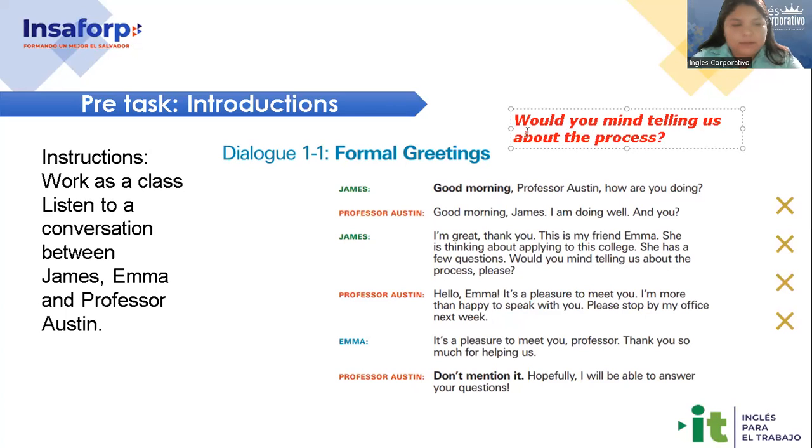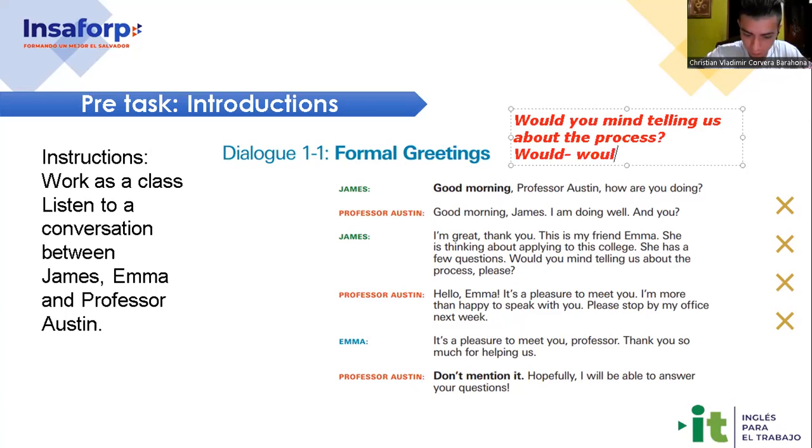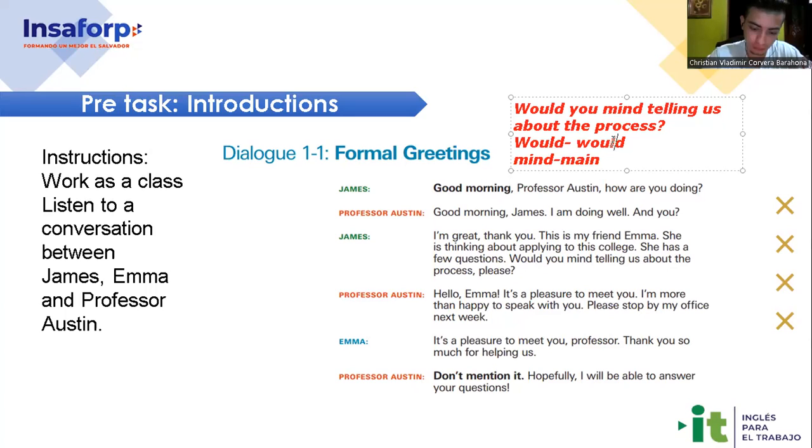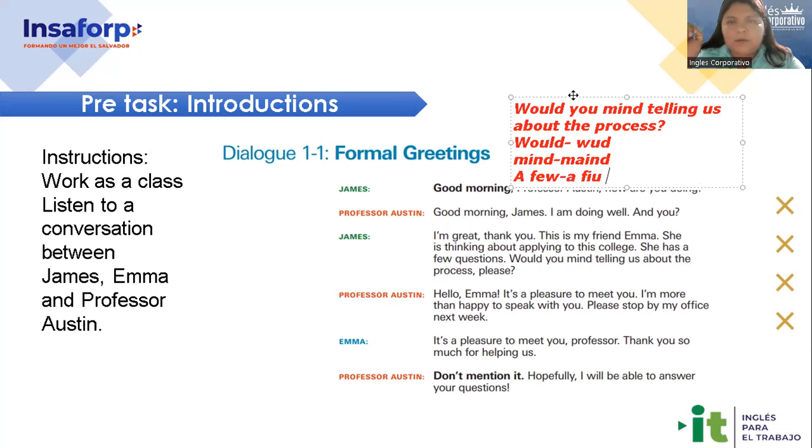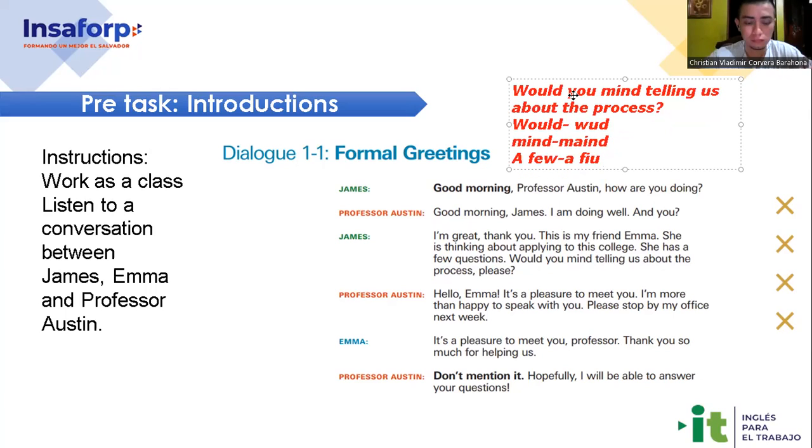Okay, would you mind? So let's practice the vocabulary. Would. And this is mine. Okay, so I'm gonna try to say the way we pronounce that. So for would is this one, right? Would. And mind. Would you mind? She has a few questions. Okay, a few questions. Por ahí les voy tratando de ubicar, chicos, de la pronunciación, cómo se escucha, no fonéticamente con los símbolos fonéticos, pero sería más que todo la imitación que nosotros hacemos. A few questions. Tengo algunas preguntas. She has a few questions. Tiene algunas preguntas. Probably two or three, right? So would you mind telling us about the process, please?